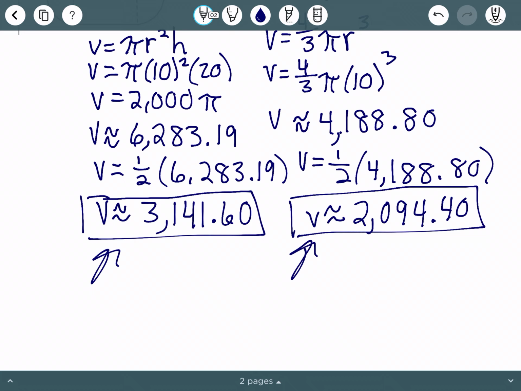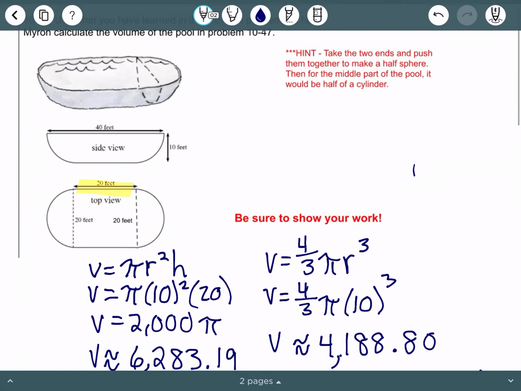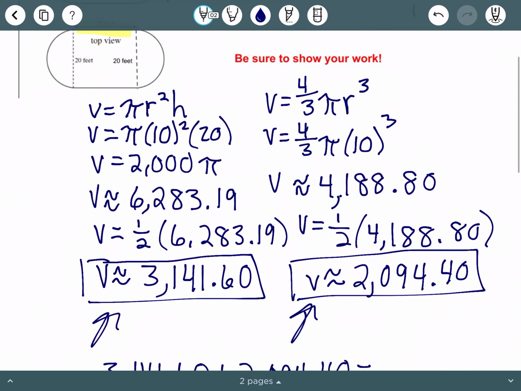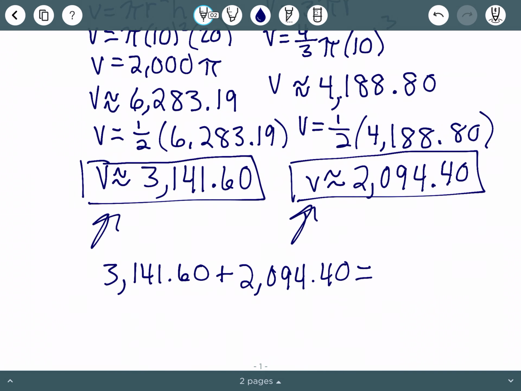All right, so now we have the volume of half a cylinder and half a sphere. So what we need to do is add those together, and that gives us the total volume for the pool. So 3,141.60 plus 2,094.40. Now let's see, did it give us labels here? Feet. All right, so we're dealing with feet.